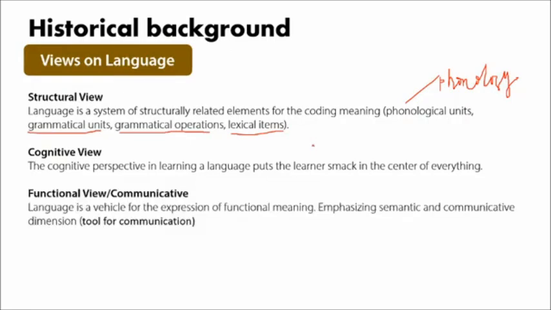And then the next one we have here, the functional view or the communicative view. The functional view often emphasizes spoken language over written language and professes that language is not just a set of grammar rules but rather a tool for communication. So that is really the purpose of language, for us to communicate with each other. So that's the view in line with the functional or communicative view.